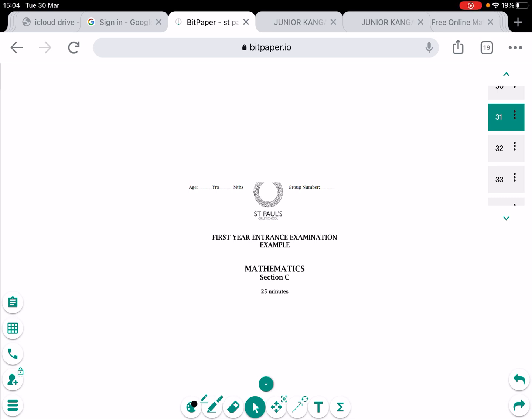Hello guys, it's Tiny Tanks here, and today we will be looking at Section C of the St. Paul's Girls' School 2017 maths paper. There's already a Section A and B, and that's why it's Section C right now.